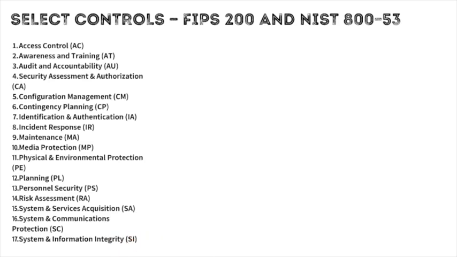Each of these 17 families is supported by detailed controls listed in NIST 800-53. For example, access control includes controls AC-1 to AC-25. Audit and accountability includes controls AU-1 to AU-16. And system and communications protection includes controls SC-1 to SC-51. Let's see a few examples of how these are applied to the sample banking information system.